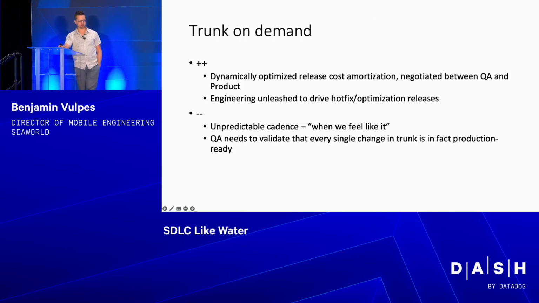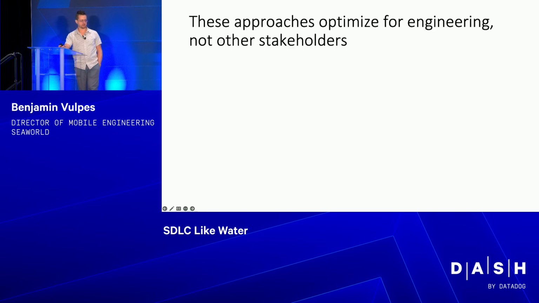I had one more point there, but I think I handle it on the next slide. These approaches all optimize for engineering, not other stakeholders. Sorry, sometimes the engineers are a little bit of a narcissist. Your engineering lead can be a bit of a narcissist, optimizing for himself and his team and not the rest of the other stakeholders. Every change, like I was saying, has to be perfect to merge it into trunk.